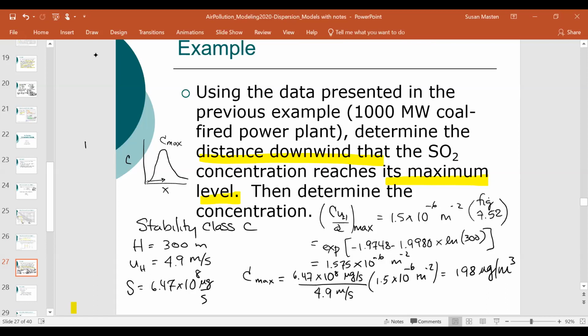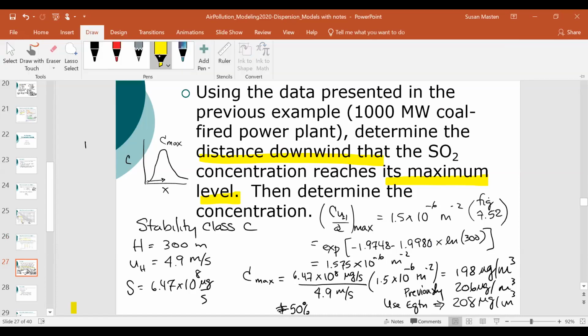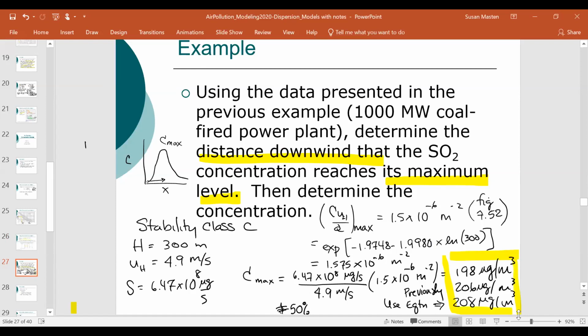And previously, we calculated this as 206. That was what we calculated the other day at 4 kilometers. It's pretty close. And if we use the equation for this CUH divided by Q max, we would get 208 micrograms per meter cubed. So it's all pretty close. If you remember, we said that we were hoping our models are plus or minus 50%. So we've actually achieved much greater accuracy than, well, within this plus or minus 50%.